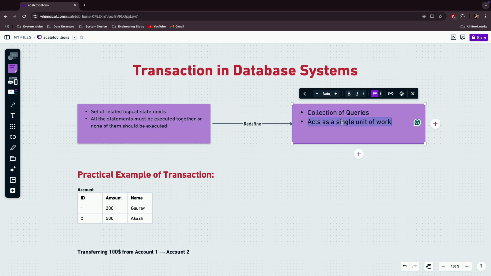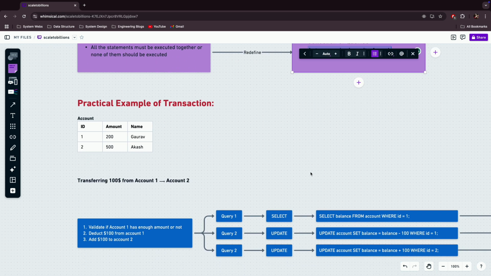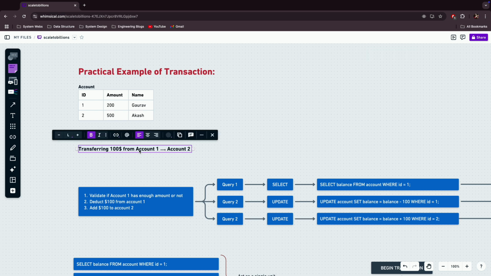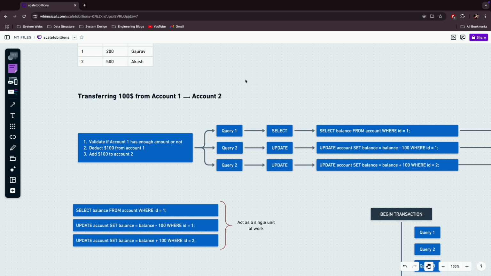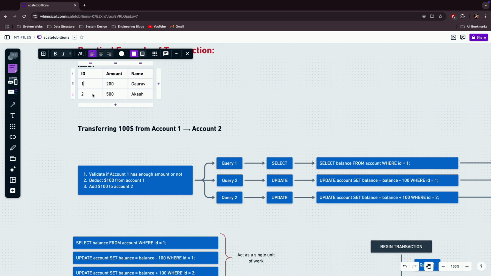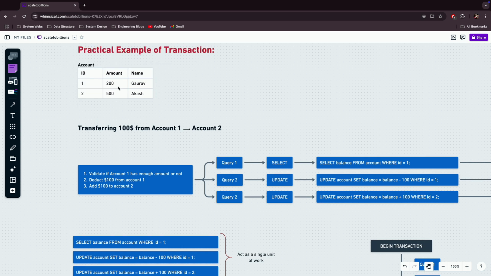We have talked about it in depth, right? We also talked about a practical example of transaction where we took an example of transferring $100 from account one to account two. We also talked about why this is a transactional example, and what exactly is happening behind the scenes. So let's talk quickly about what we have studied so far. Assume there are two accounts, account one with ID one and account two with ID two, right? To understand it, let's say account one has 200 rupees and account two has 500 rupees, right?